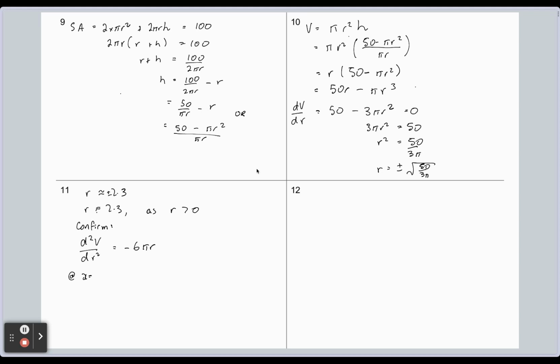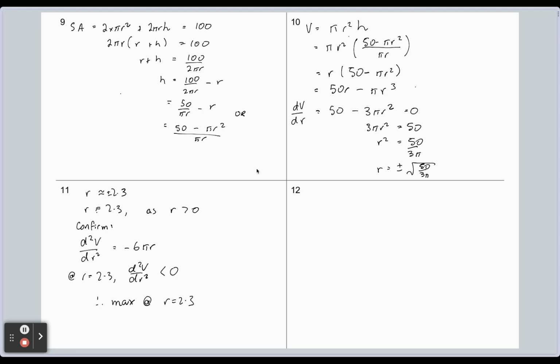At r equals 2.3, we can see that d squared V by dr squared is going to be less than 0, isn't it? Because 2.3 is positive, so it's got a minus times this, which is positive, is going to give us a negative number. Don't care what the actual value is. It is clear by inspection, if you like, that d squared V by dr squared is less than 0 at r equals 2.3. So I can say, therefore, there's a maximum at r equals 2.3. Okay, great. So we've used the calculus to work out where the stationary points are, and we've confirmed that for r equals 2.3, it's a maximum.